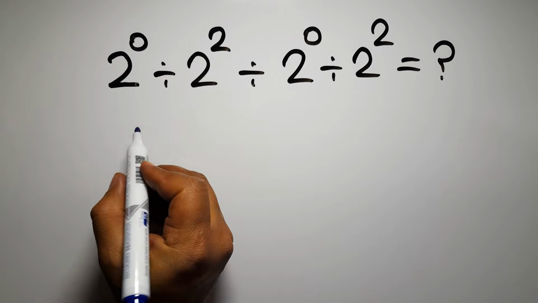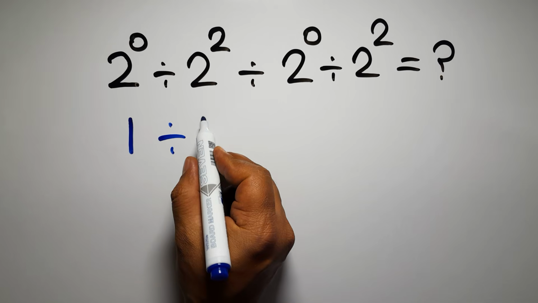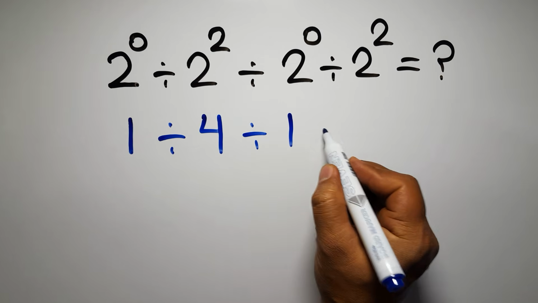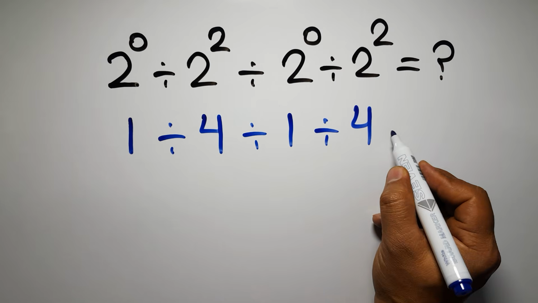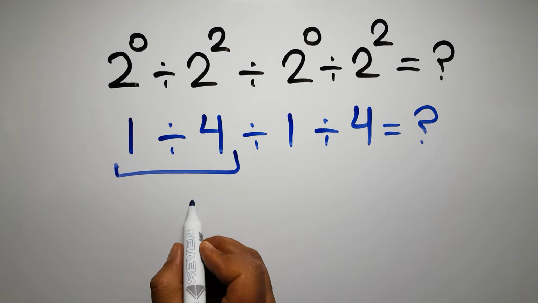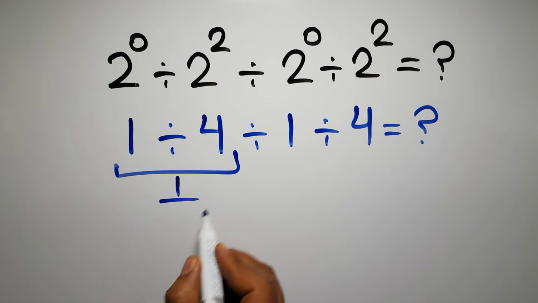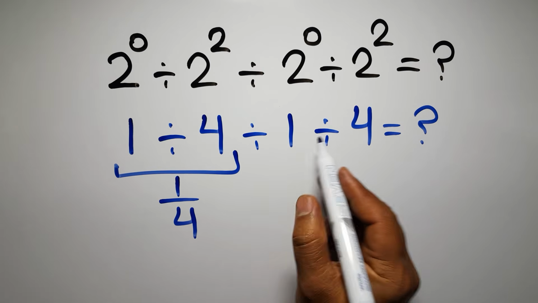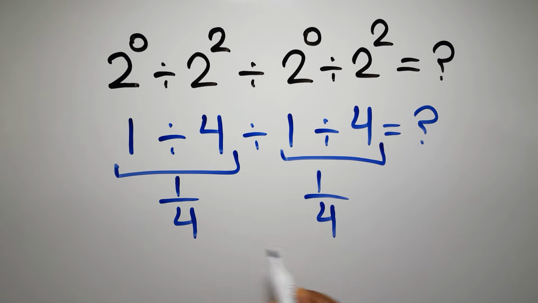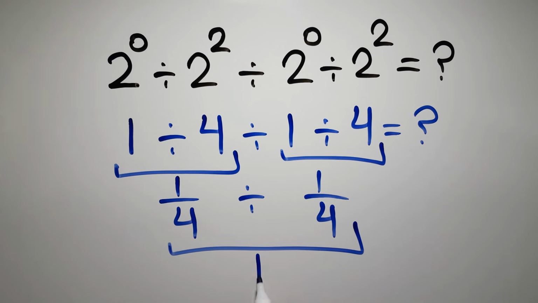2 to the power of 0 is just 1. So 1 divided by 2 squared, which equals 4, divided by 1 and divided by 4. Okay? Now, 1 divided by 4 can be written as 1 over 4. And here again we have 1 divided by 4. So 1 over 4 divided by 1 over 4, which equals 1.